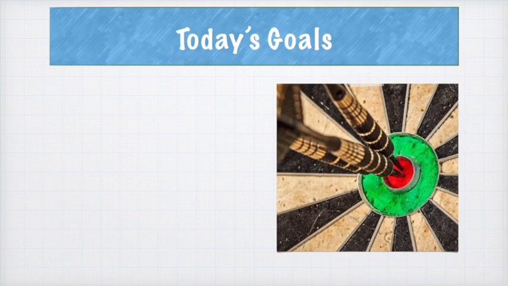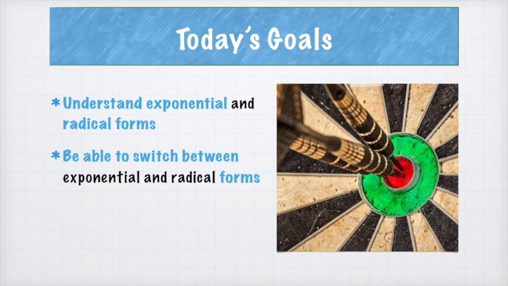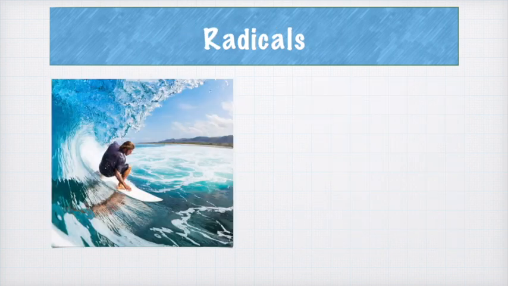So our goals for today are to be able to understand exponential and radical forms. We already know a lot about exponential forms. We're just going to introduce a little bit more of it, and we're going to introduce a topic called radical forms. We're going to be able to switch between exponential and radical forms, and it's not really too bad. And we're going to be able to use rules of exponents to rewrite radical expressions.